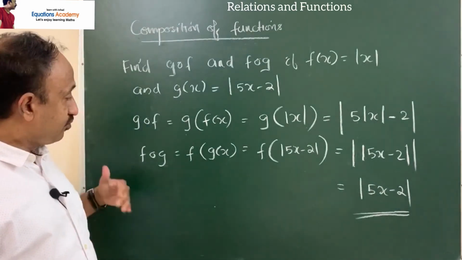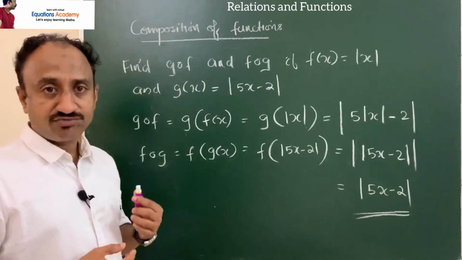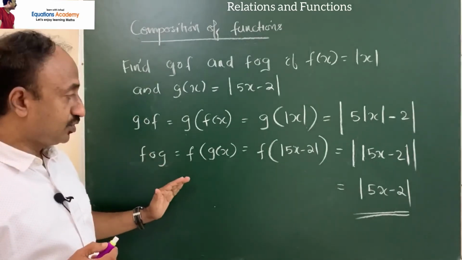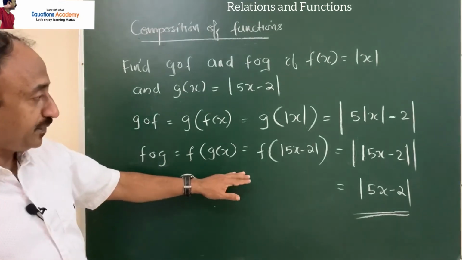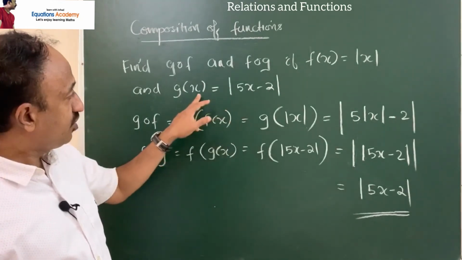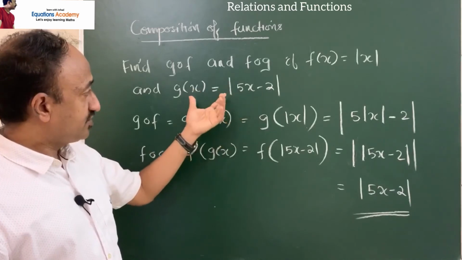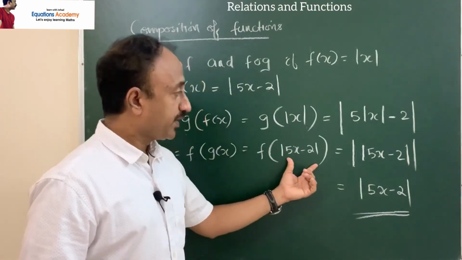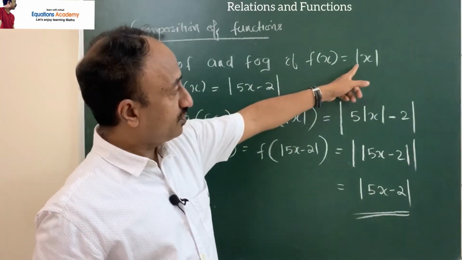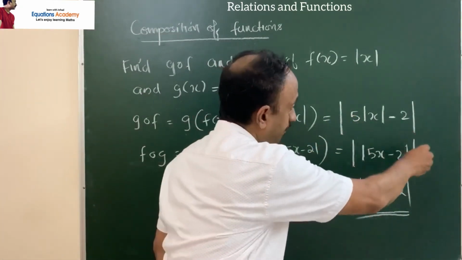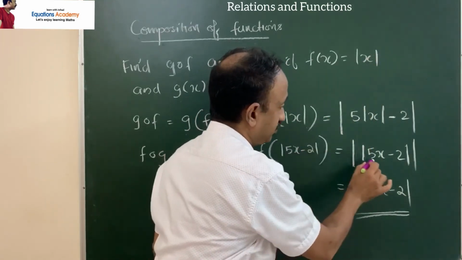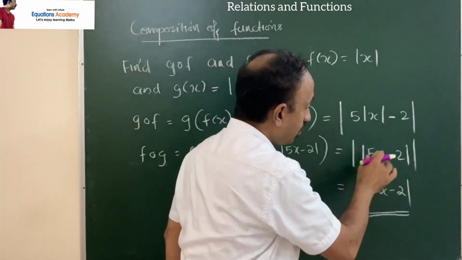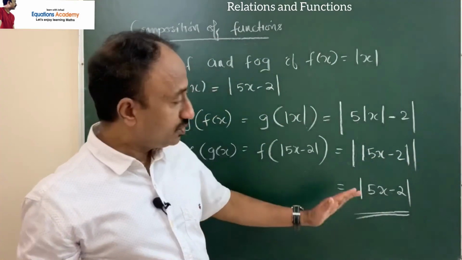Now we have to find f o g, f composition g. F composition g is equal to f of g of x equal to f of, what is g of x? G of x is mod 5x minus 2. So f of mod 5x minus 2 equal to, what is f of x? F of x is mod x. So mod of, instead of x, this mod 5x minus 2. So mod of mod 5x minus 2, which is equal to mod 5x minus 2.